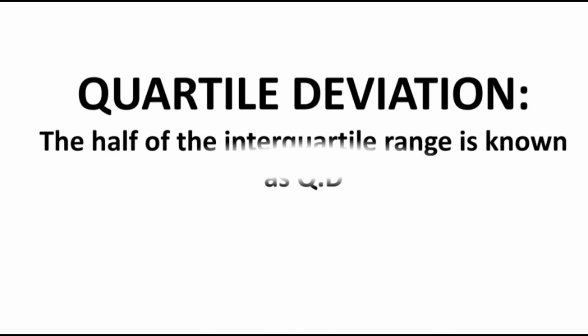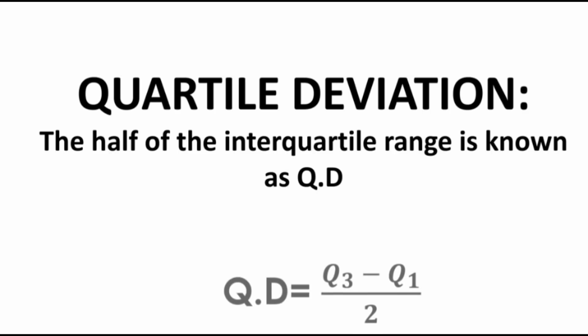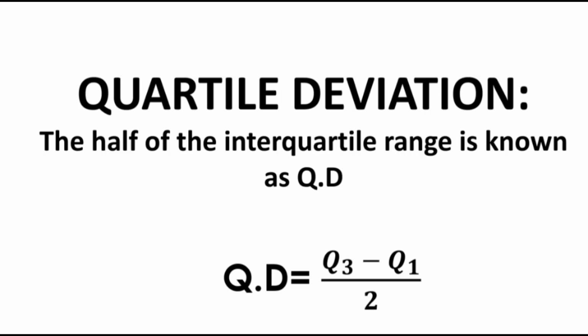Quartile deviation for group data. Students, what is quartile deviation? It is the half of the interquartile range. Now what is interquartile range? Interquartile range is Q3 minus Q1. So the formula of quartile deviation is Q3 minus Q1 divided by 2.